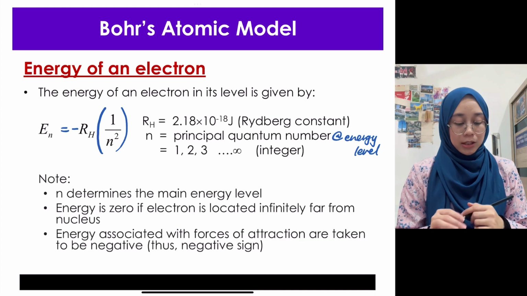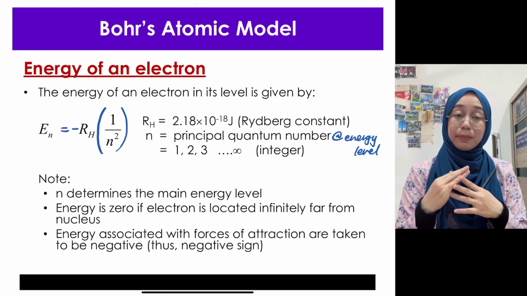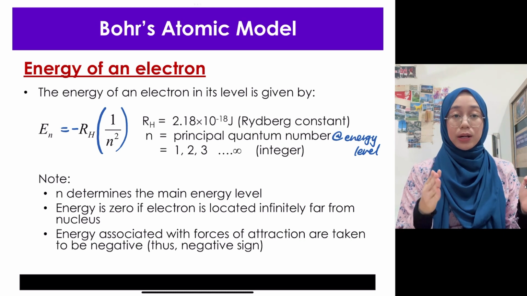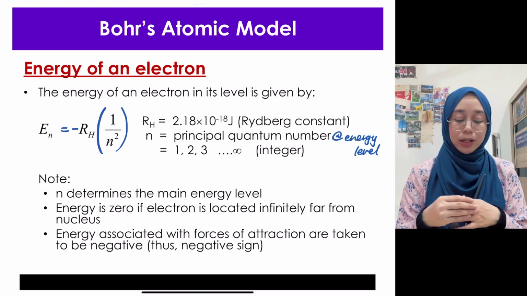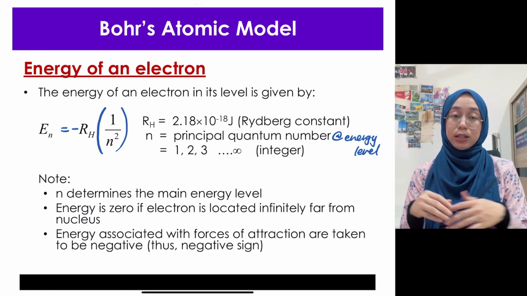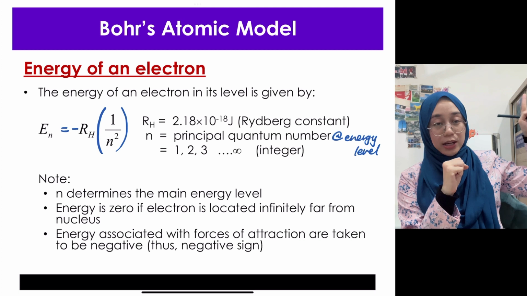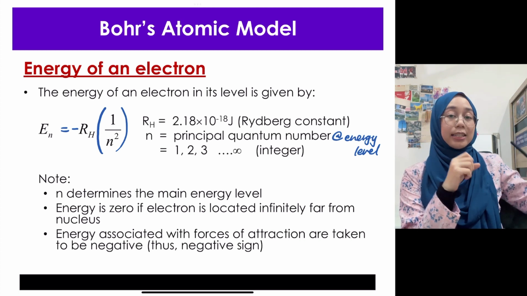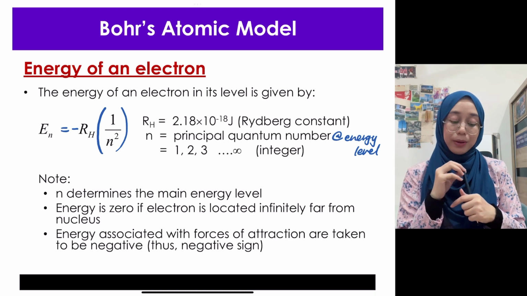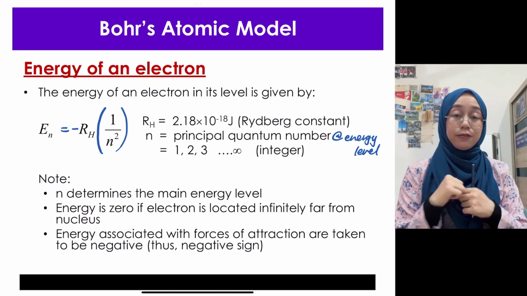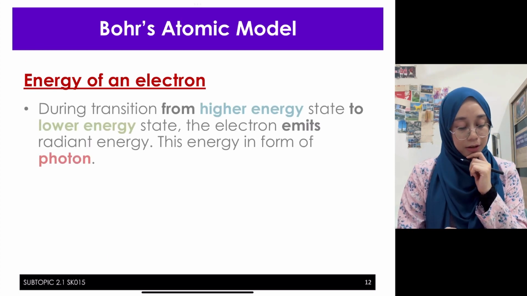Okay, so one thing that you have to take note is n determines the main energy level. So kita ada n equals to 1, n equals to 2, n equals to 3, and so on. Okay, energy is 0 if electron is located infinitely far from nucleus. So kalau ini adalah nucleus, sejauh-jauhnya yang infinity punya value tu, energy akan jadi 0 nanti. Okay, and then energy associated with forces of attraction are taken to be negative. Thus ada negative sign dalam formula ni. Okay. And then energy of electron.